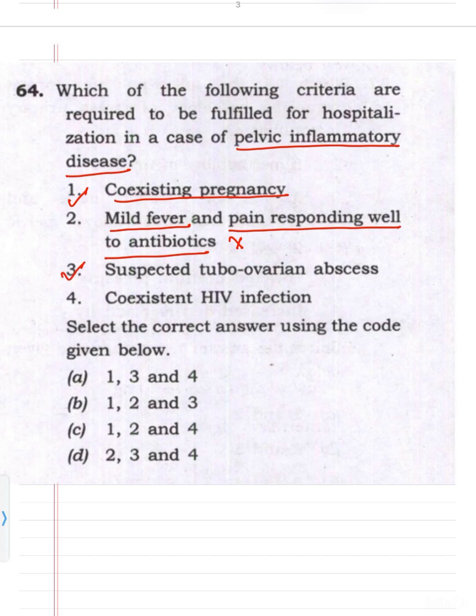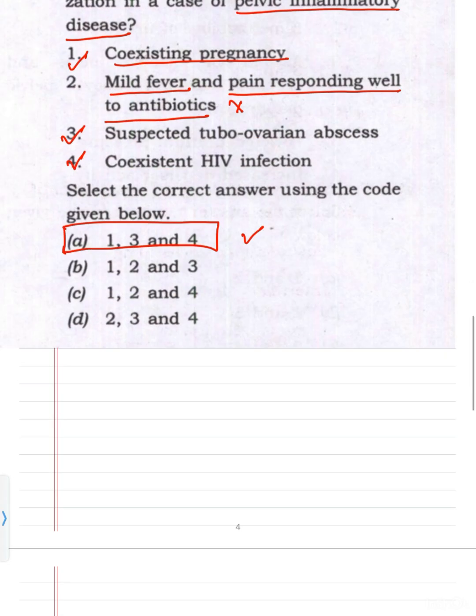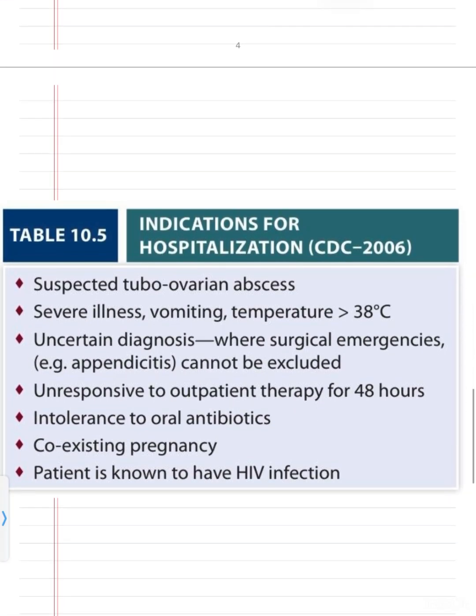Suspected tubo-ovarian abscess, yes, this is correct. Coexisting HIV infection, yes, this is correct. So 1, 3 and 4 will be the correct option. So answer A will be the correct option. This question has been taken from Dutta's textbook, in which table 10.5 gives indications for hospitalization, taken from the CDC 2006 guidelines.